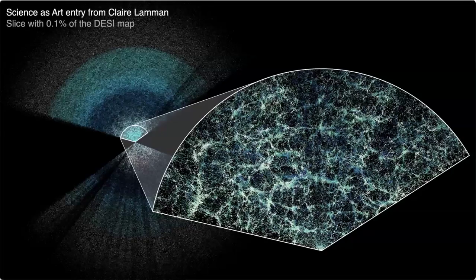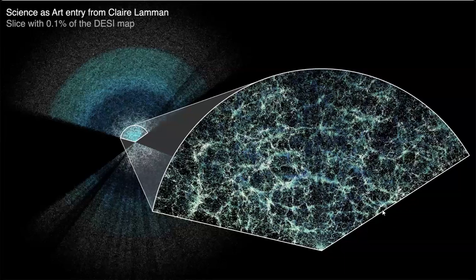So I wanted to start out with a science art entry for the NERSC 50th anniversary celebration. This shows 0.1% of the 3D map of the universe that DESI is making. So Earth is down here in the corner.